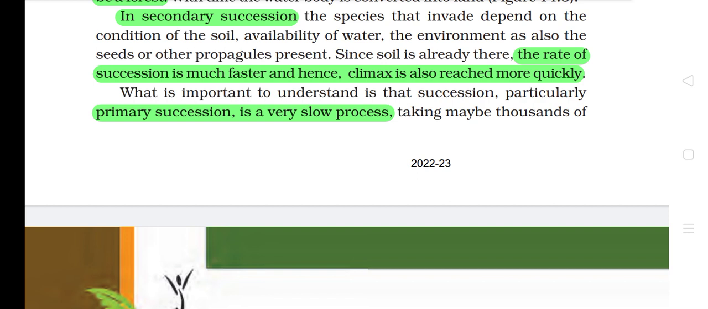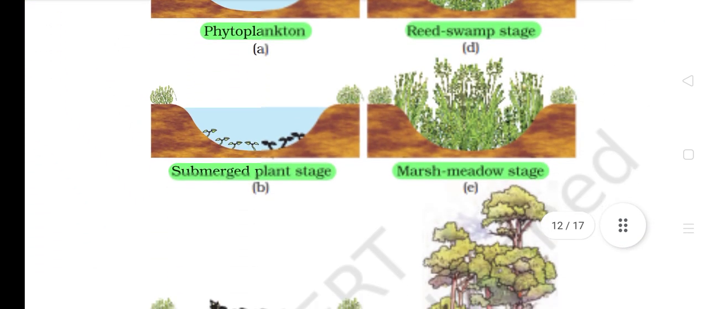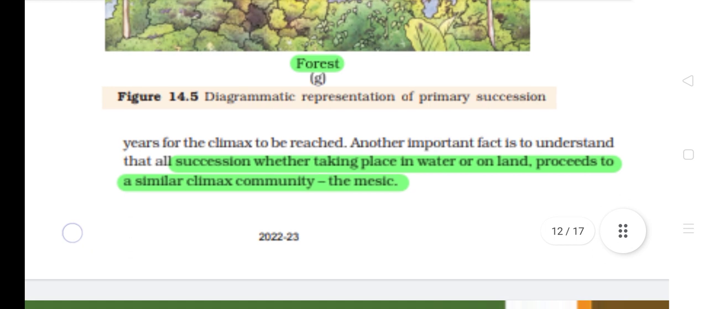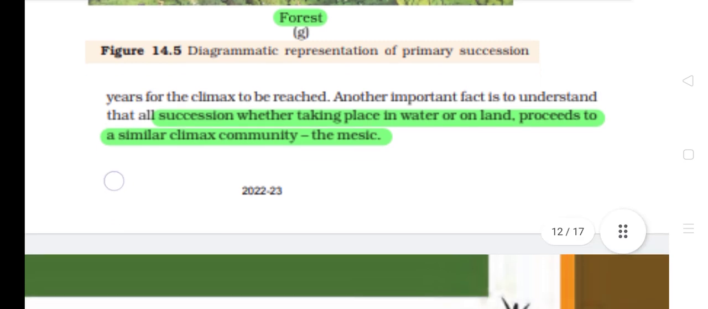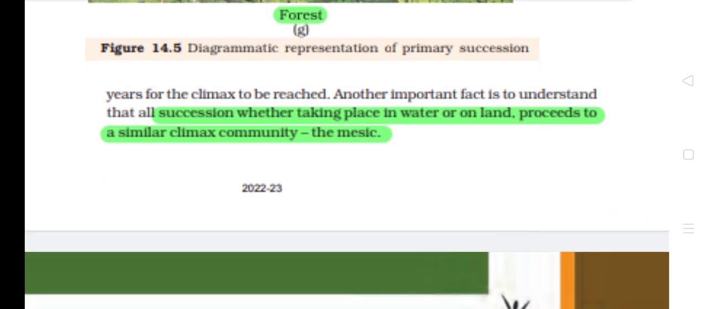What is important to understand is that succession, particularly primary succession, is a very slow process, taking maybe thousands of years for the climax to be reached. Another important fact is to understand that all succession, whether taking place in water or on land, proceeds to a similar climax community, the mesic.